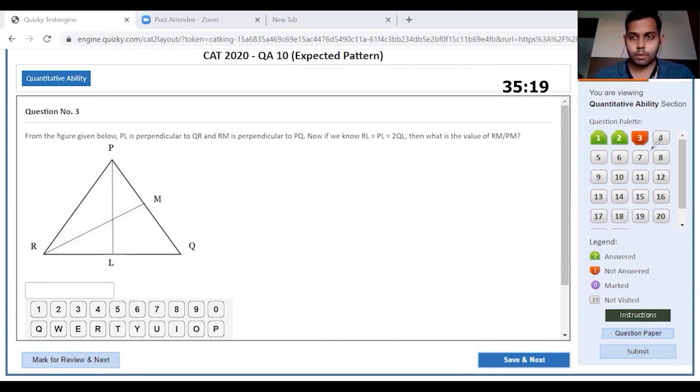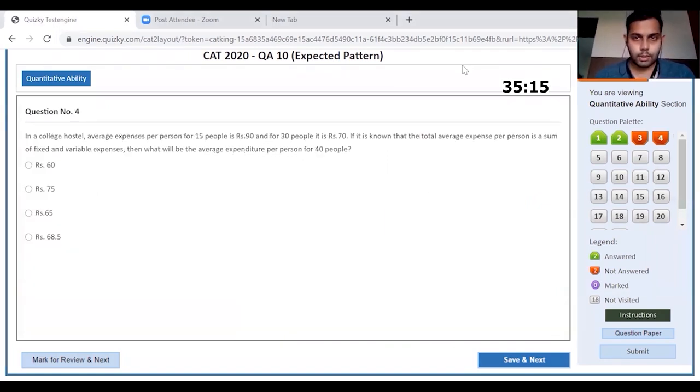Perpendiculars, no values given. थोड़ा लंबा लग रहा है. I'll move to the next one first. Yeah, this is pretty simple.